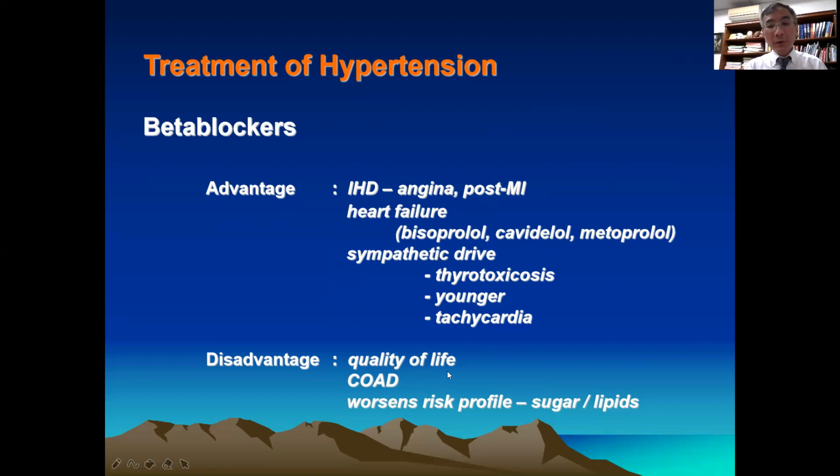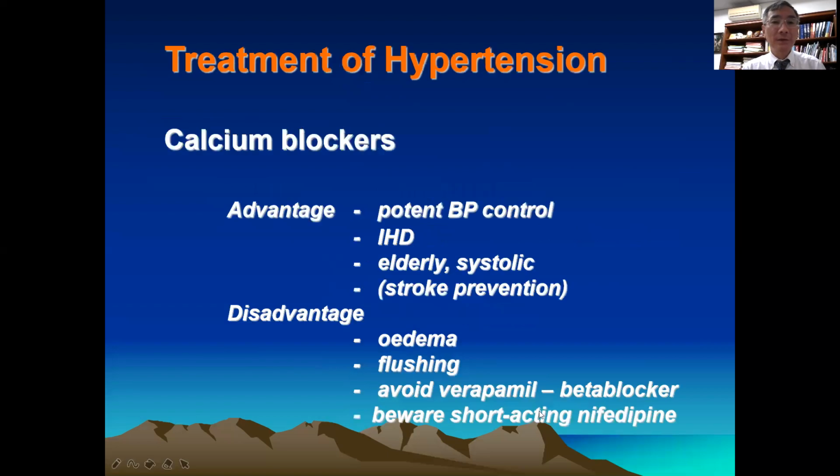However, beta blockers have an adverse effect on the quality of life. Patients feel tired and slow, perhaps some complain of impairment to the sex life. So they have an effect on the quality of life which patients may not like. Similarly, in the patient with obstructive airway disease, beta blockers can precipitate bronchospasm, which is not a good thing to do. And finally, beta blockers actually increase sugar and lipid levels, which is not good because both of these are risk factors for the development of cardiovascular disease.